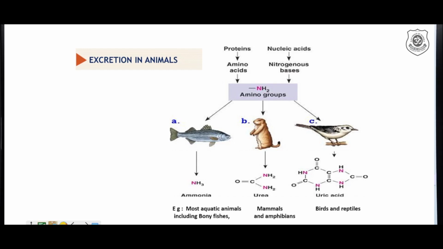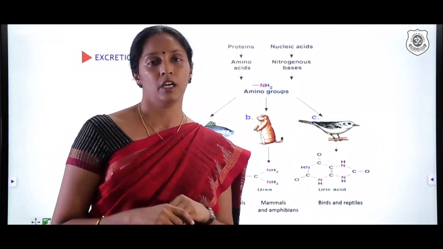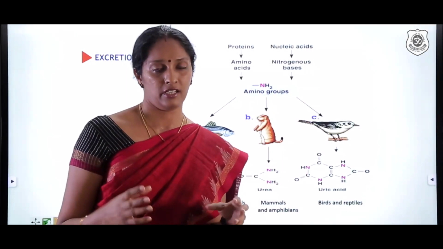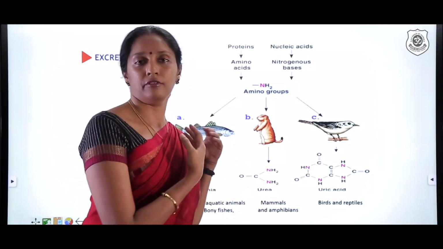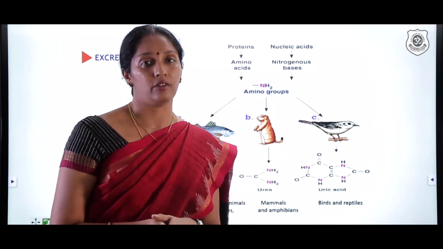Now if you see fish, like most aquatic organisms, they eliminate nitrogenous waste material in the form of ammonia. Ammonia can be excreted out, but excretion of ammonia needs a lot of water. So it can be done only in aquatic organisms.